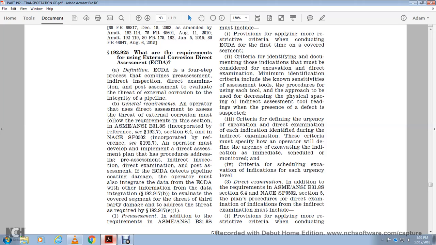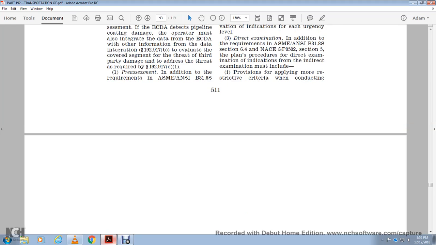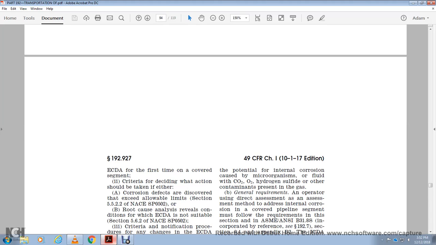Direct examination. In addition to the requirements of ASME/ANSI B31.8S section 6.4 and NACE SP0502 section 5, the plan's procedures for direct examination of indications from indirect examination must include provisions for applying more restrictive criteria when conducting ECDA for the first time on covered segments, and criteria to decide whether action should be taken if either a corrosion defect is discovered that exceeds allowable limits (see section 5.5.2 of NACE SP0502), or root cause analysis reveals that the condition of the ECDA is not suitable.